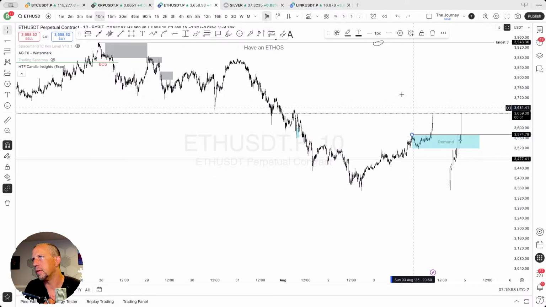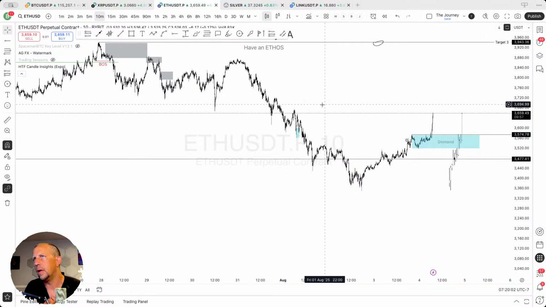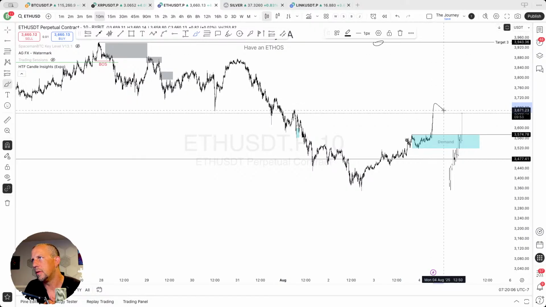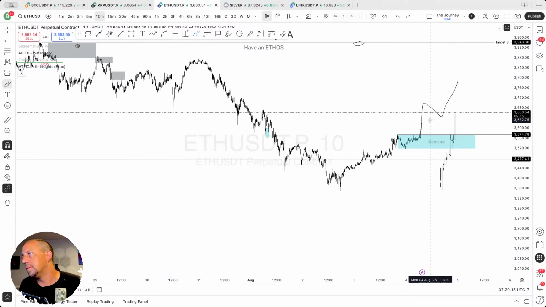I'll take an alert on it. I really still feel as though further structure is going to develop and it's not going to come back here. But I don't have anywhere else to put an alert yet, so I'm going to put an alert there.